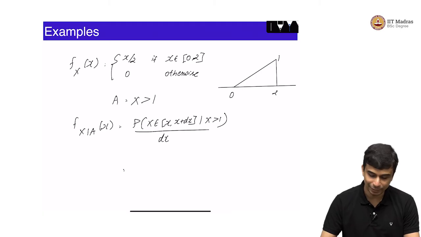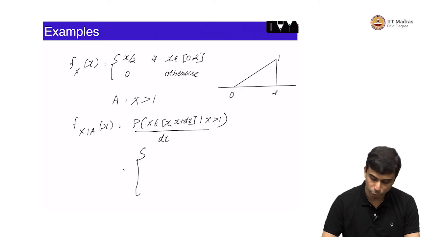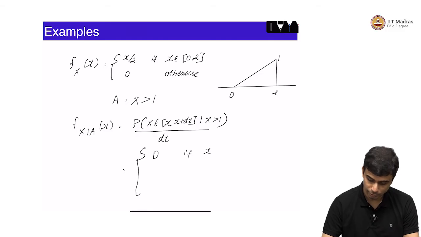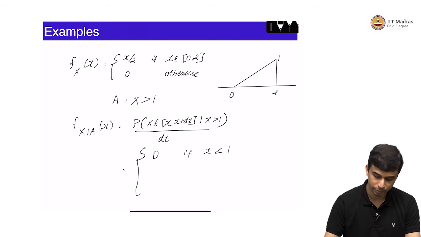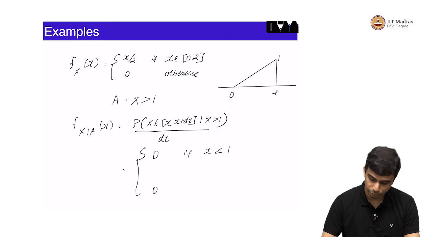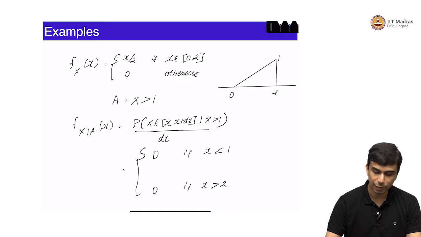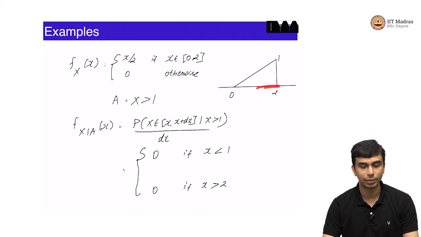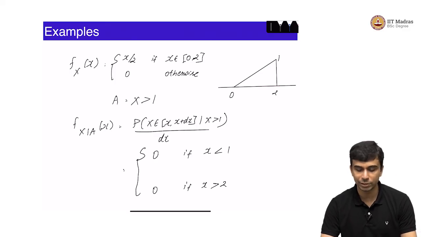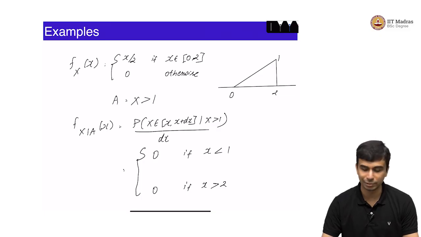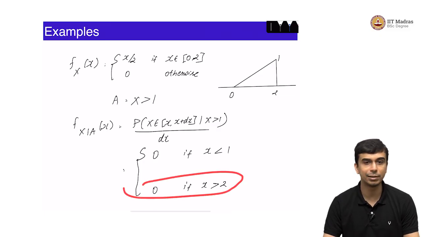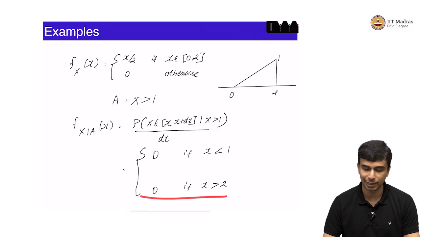We will get the easy things out first. It is going to be equal to 0 if x is less than 1. It is going to be equal to 0 if x is greater than 2. The interesting value is between 1 and 2. Why is it going to be 0 when x is greater than 2? Because X itself has nothing outside 0 to 2. So given A also it does not change much. The density of X given A is also equal to 0 if x is greater than 2.